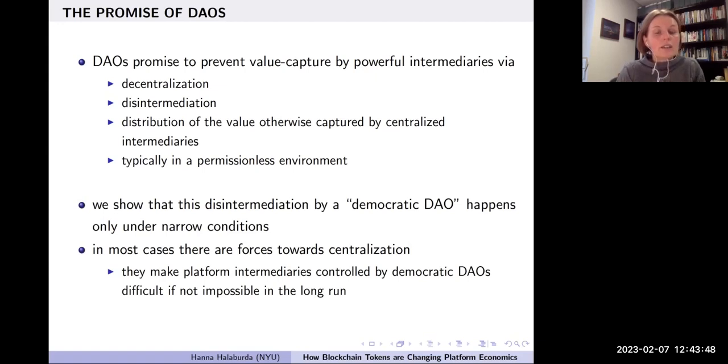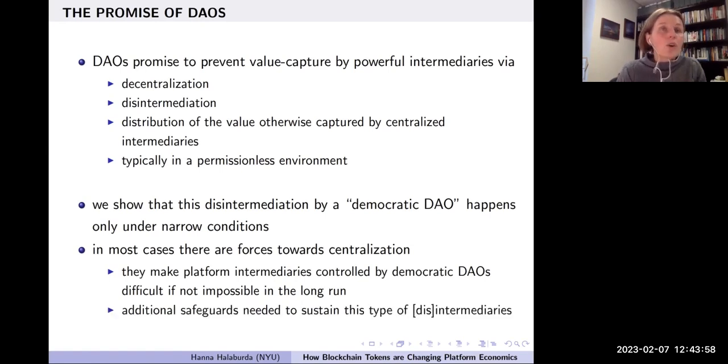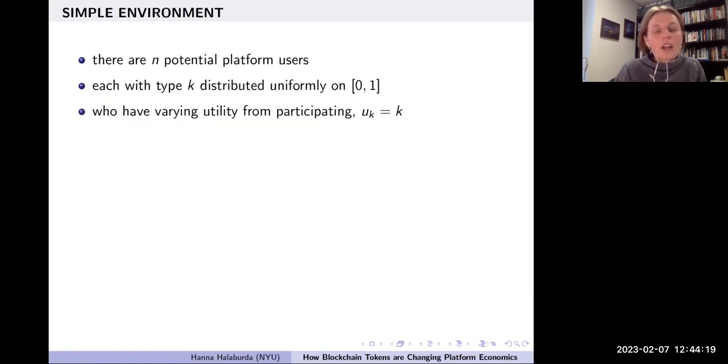And they can make platform intermediaries controlled by democratic DAOs difficult, if not impossible, in the long run, if we account for tradable tokens. So we argue that some additional safeguards may be needed to sustain this type of disintermediaries, as we call them. As we are in the early stages of DAOs being used more broadly, maybe we should think either of regulation or just the best conduct ethics for DAOs. Okay. So here I want to show our point about centralization forces via an example.